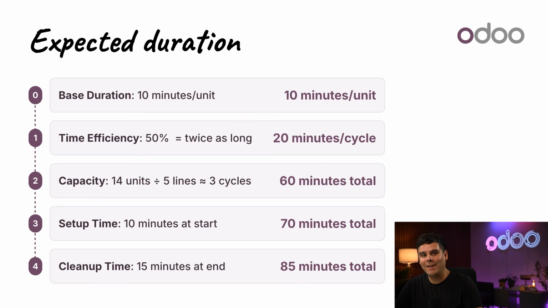And there you have it, Odooers. Now you know how to adjust expected work order durations using work center parameters. To learn more about work centers, check out our other tutorials.